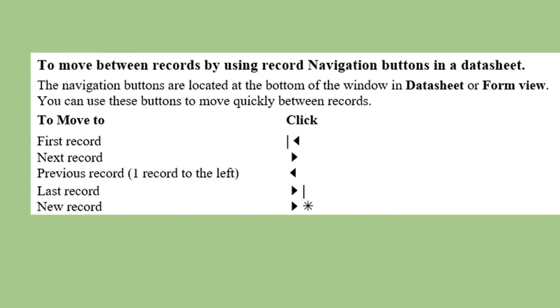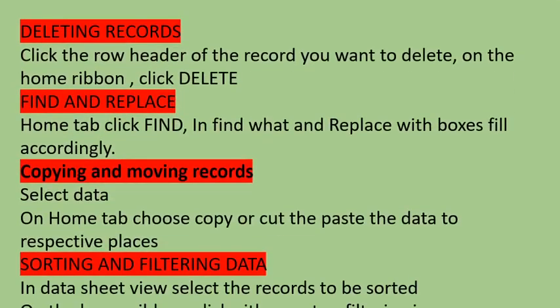You usually have the first record denoted with that icon, next record, previous record, last record, and add new. Make sure you are in a position to note those icons and what they mean. Then you can look at deleting records. How do you delete records? You click the row header of the record you want to delete. On the home ribbon, click delete. You can also hit delete on your keyboard.